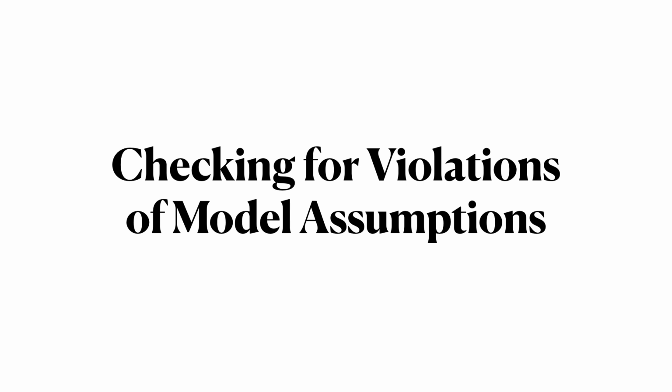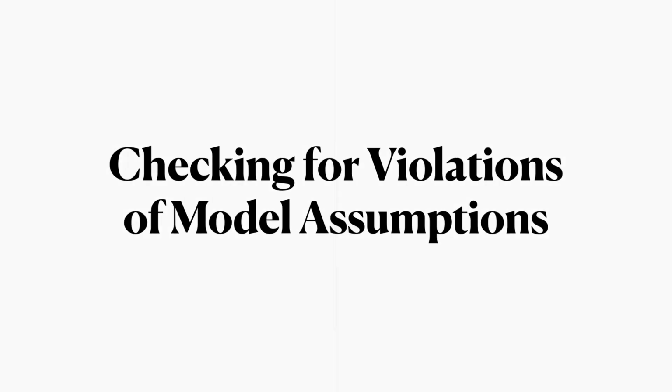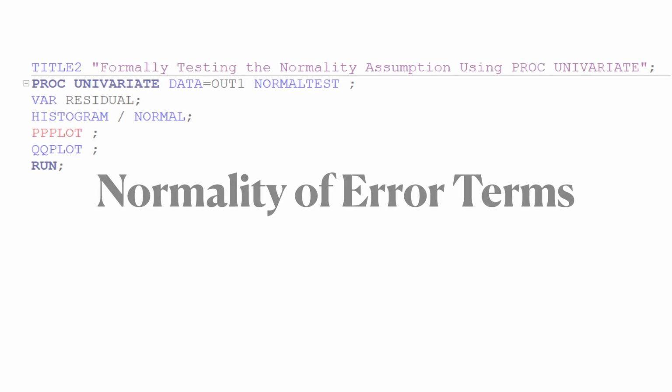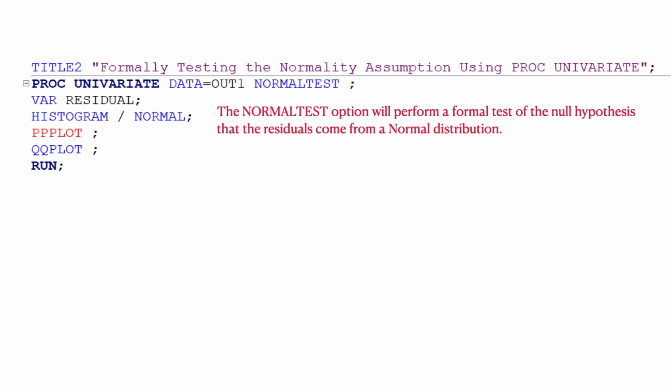Let's first check for violations of model assumptions. We'll first look at the normality of the error terms. And so here we have PROC UNIVARIATE code to analyze the residuals from the model. The NORMAL option is going to perform a formal test of the null hypothesis that the residuals from the model come from a normal distribution.